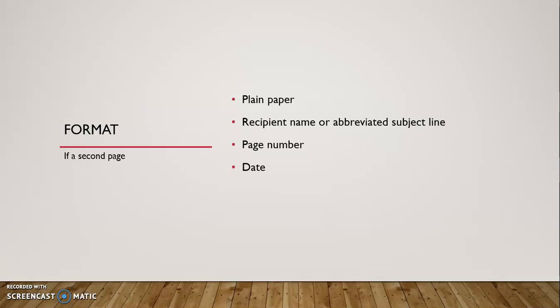If you have a second page, which you want to try to avoid, but sometimes you might be sending a memo about something that 2 pages is actually short.